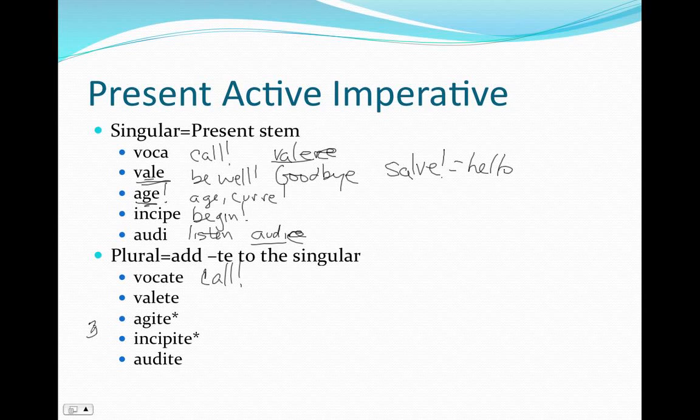Now, the third conjugation, watch here. What was a stem here, we're going to change that e to an i and then add the te. So agite, come on, you guys. Or incipite, begin. So watch these third conjugations. The e will shift to an i. Otherwise, it's identical in formation. And audīte, listen. But when you're talking to a group of people, you can identify them with te added onto the stem.